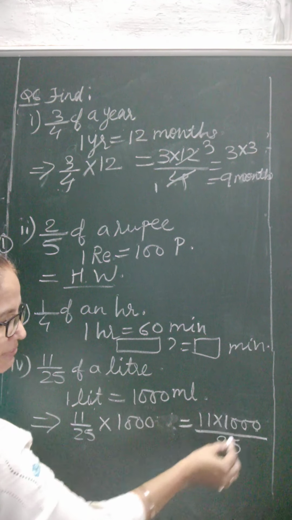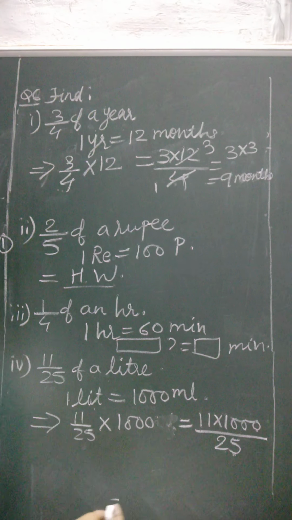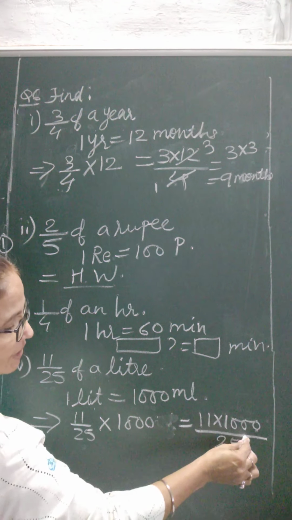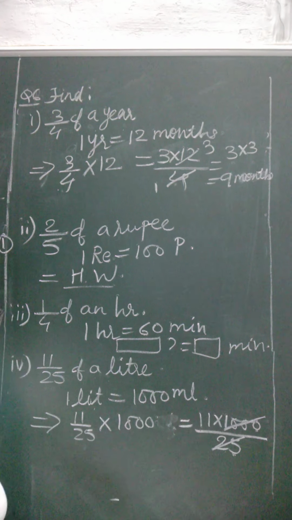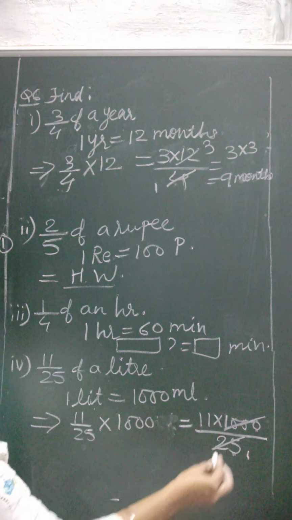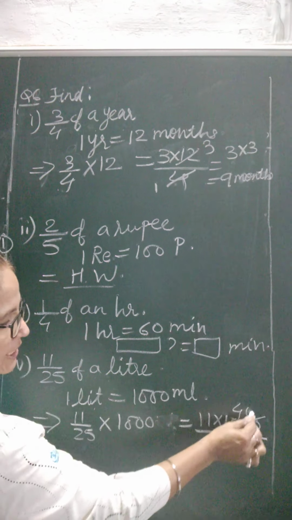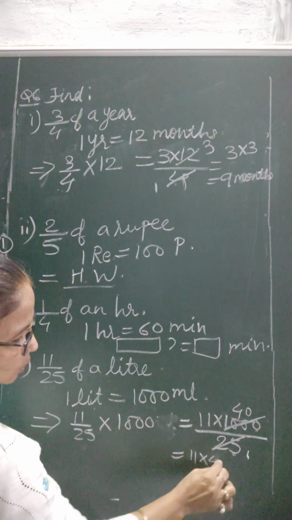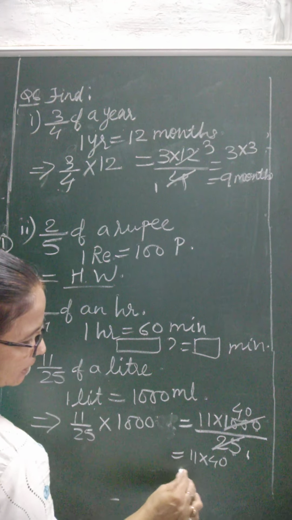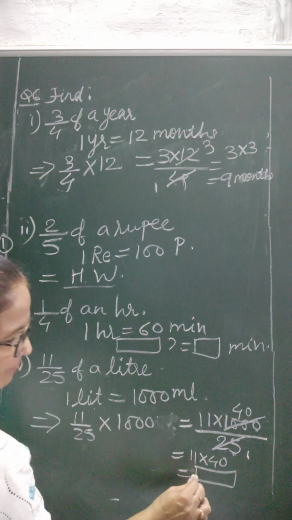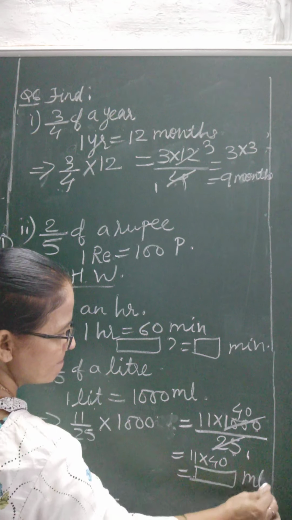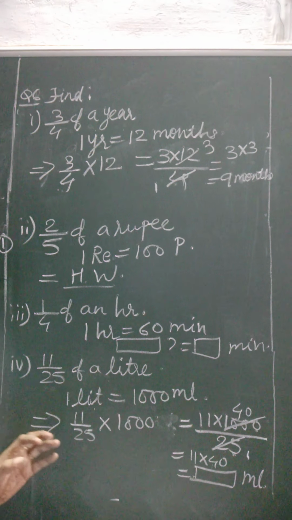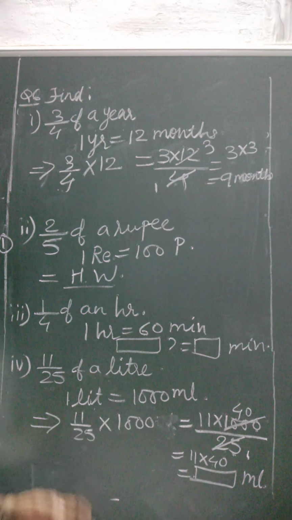You know at the one's place there is 5 and here also 0. So both the numbers are divisible by 5, or we can divide 1000 by 25 also. Let me divide by 25. 25 ones are 25, and 25 fours are 100, and the remainder is 0. So what is the answer now? 11 into 40. So find the product of 11 into 40. What will it be? It will be in ml. So question number 5 and 6 both are easy.